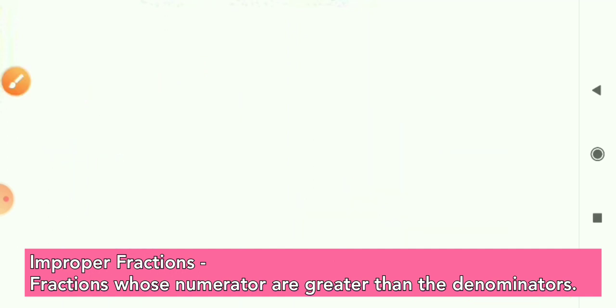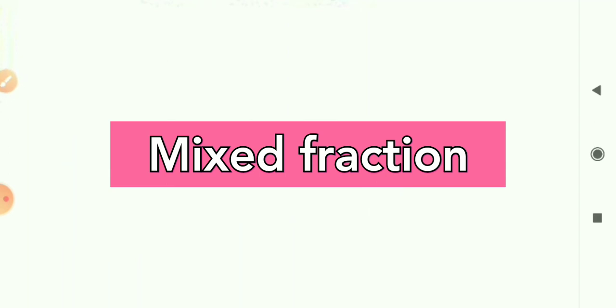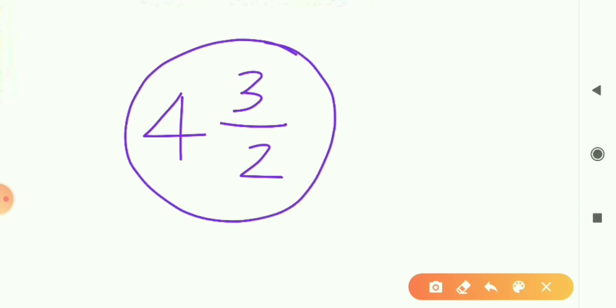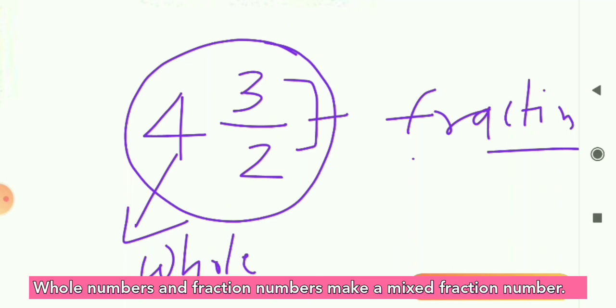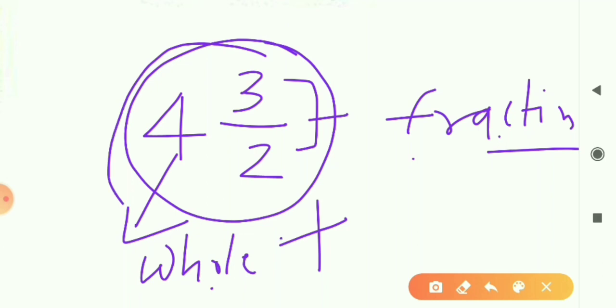Now come to the next fraction, which is mixed fraction. What do you mean by mixed fraction? Let me take a whole number 4, and one fraction number 3 upon 2. This type of fraction is known as a mixed fraction. So what is the definition of mixed fraction? Here you can see 4 is a whole number, and 3 upon 2 is a fraction number. Clear? So a whole number and a fraction number make a mixed fraction number. And when you solve this fraction, you will get an improper fraction.